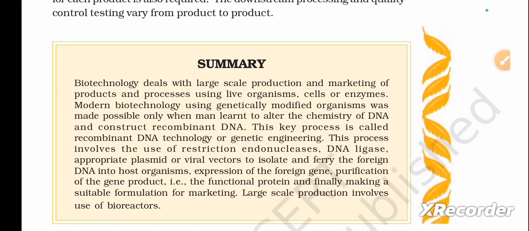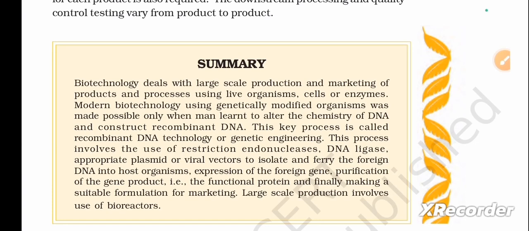So we have finished the lesson. Next here is a summary. Let's see. Biotechnology deals with the large scale production and marketing of products and processes using live organisms, cells, or enzymes. Modern biotechnology using genetically modified organisms was made possible only when man learned to alter the chemistry of DNA and construct recombinant DNA. This key process is called recombinant DNA technology or genetic engineering.